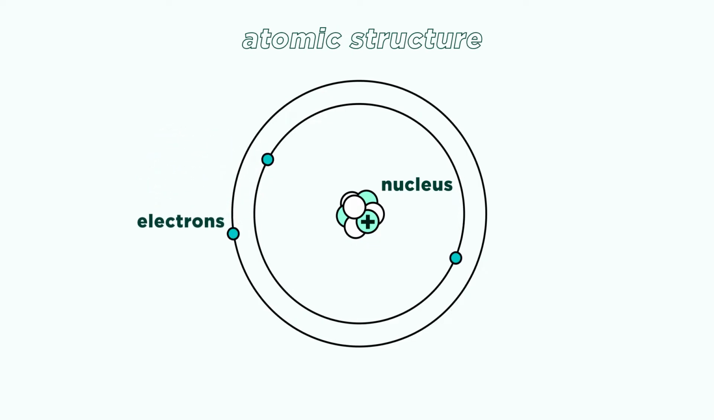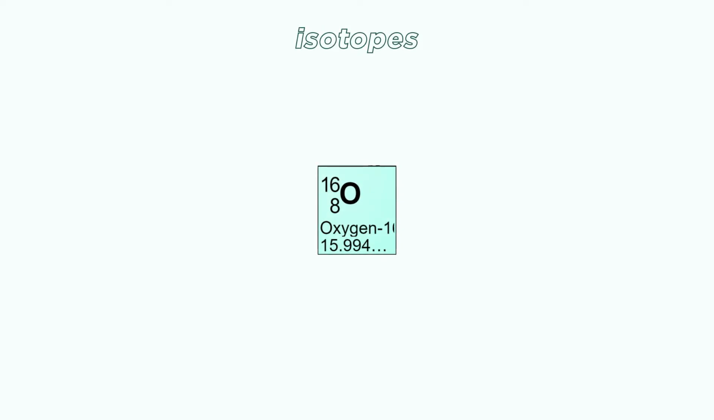An element is defined by the number of protons it has. Changing the number of protons in an atom changes that atom's identity. Isotopes are essentially versions of an element that have different amounts of neutrons. Most elements have more than one stable isotope.